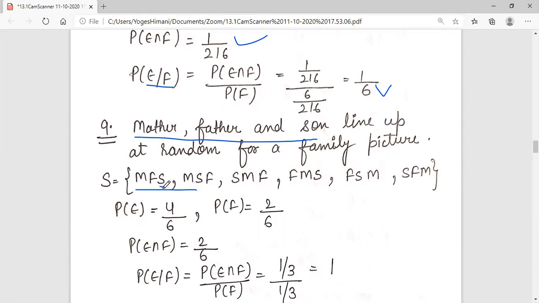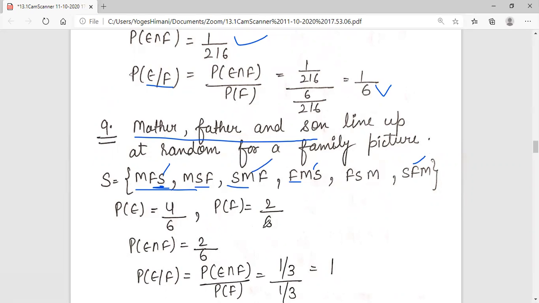You have to arrange them like MFS, with the son at last. Now change the place of the son. Now it will come on the second place, then on the first place. Now change: FMS, father, mother, son. Then father, son, mother, and son, father. In total, how many cases are there? Total 6 cases are there. Now, probability of E, the son is at the end. How many cases are there? 1, 2. Here the son is at the end and here also. 3, 4. 4 are there, 4 by 6.